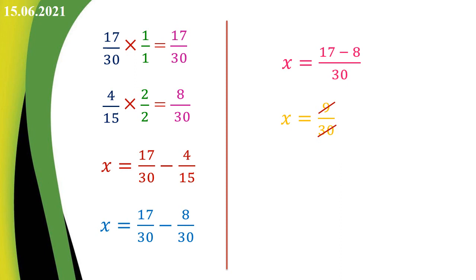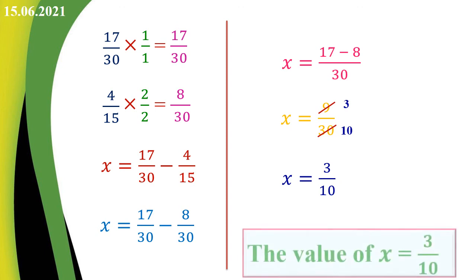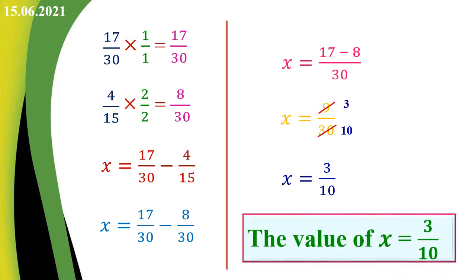Now reduce this to lowest terms. Take the 3 table. 3 3s are 9, 10 3s are 30. So x equal to 3 by 10. The value of x equal to 3 by 10.